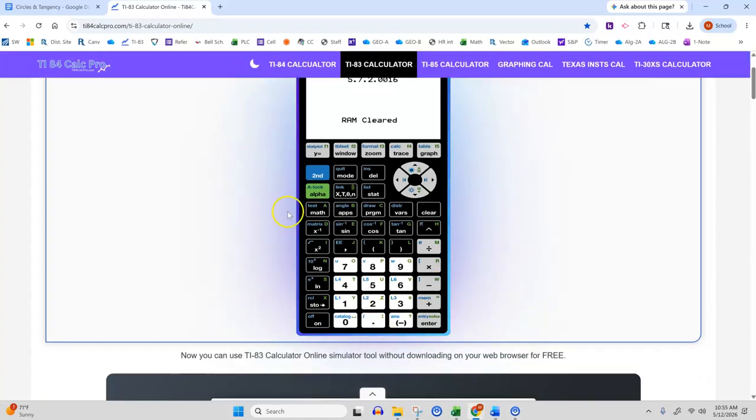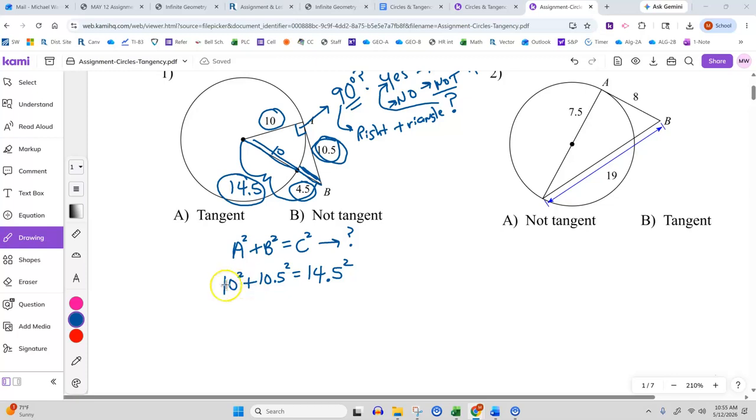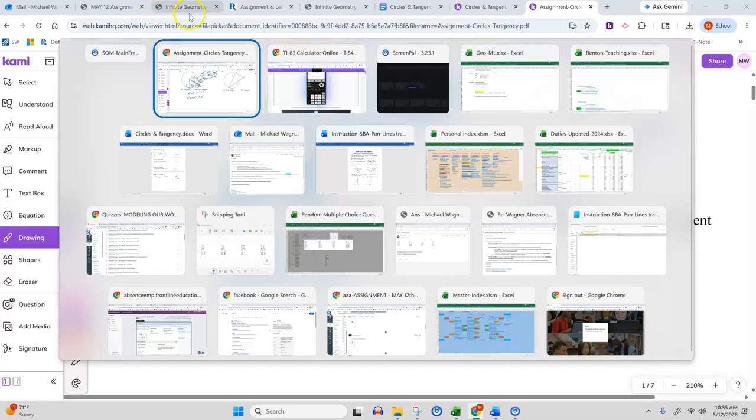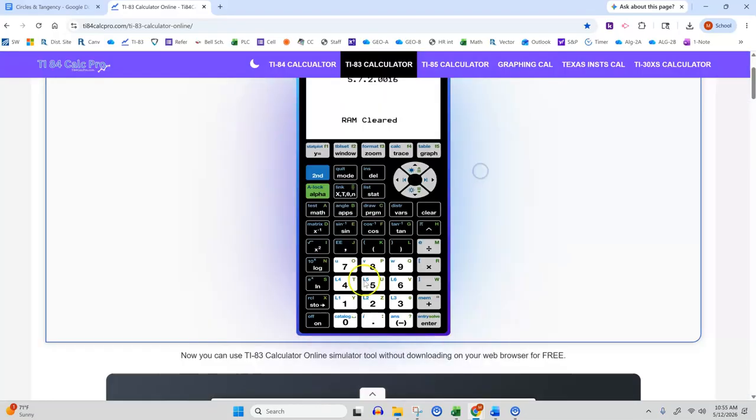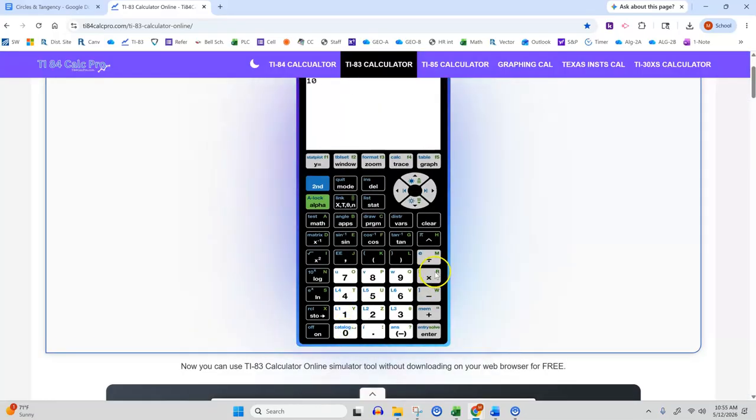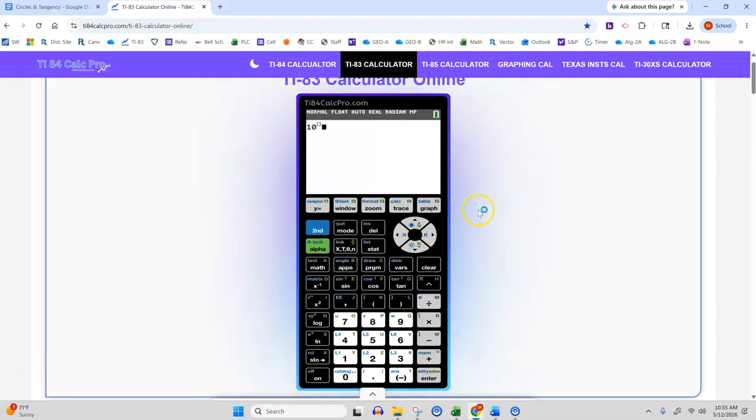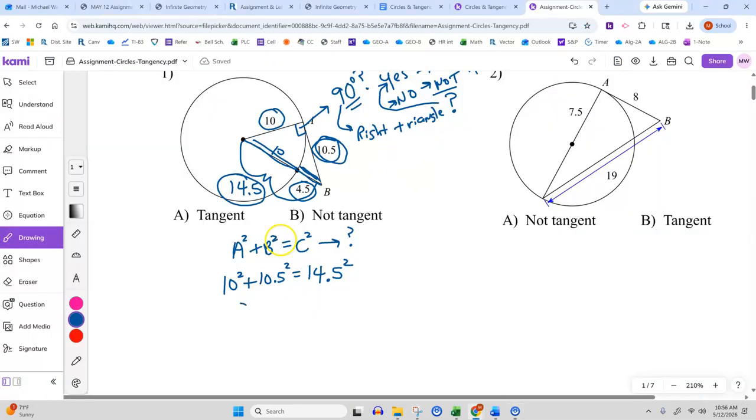Okay, so what do we have? What are the numbers? We have 10 squared plus 10.5 squared. Okay, close. So it is 10 squared plus, oops, now I got to go this way. Clear, and then I got to come back down, right? 10 power 2, and then we come back down, plus 10.5 to the power 2, enter, and that's 210.25.